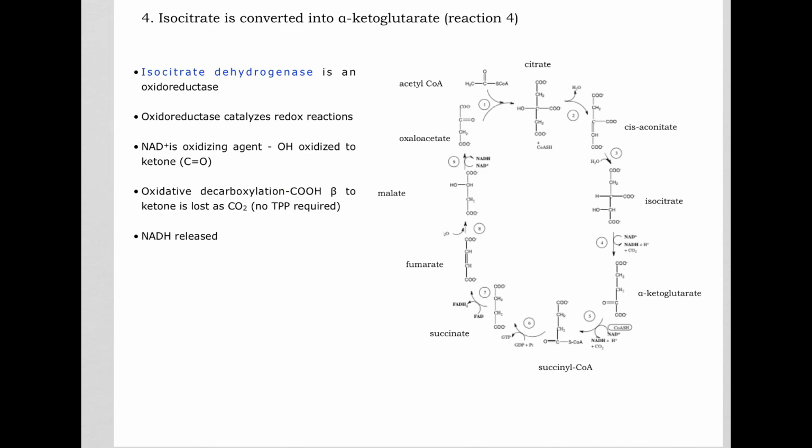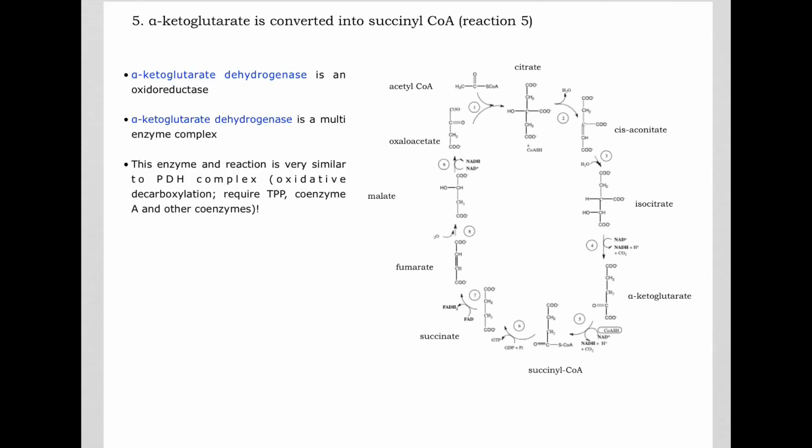And also keep in mind in this reaction, the NAD gets converted to NADH. So here we are talking about getting energy as this NADH goes into the electron transport chain, oxidative phosphorylation system. In the next reaction, alpha-ketoglutarate is converted to succinyl-CoA. The enzyme that catalyzes this reaction is called alpha-ketoglutarate dehydrogenase.